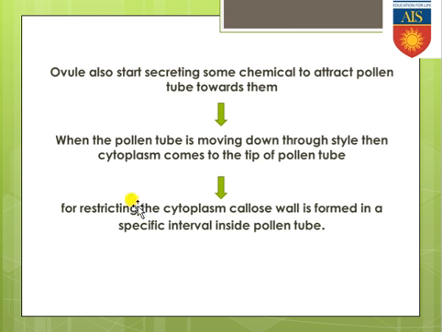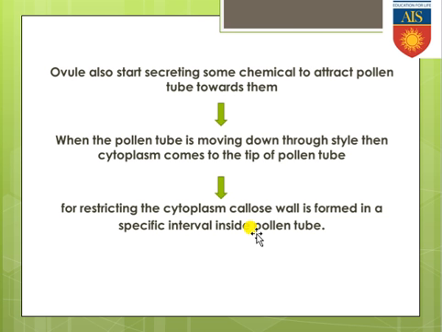But for restricting that, the cytoplasm is getting restricted in a specific distance interval by the help of the callous wall. Because if the callous wall is not formed, the cytoplasm will always be in the front, or apical portion, of the pollen tube, and the pollen tube will run at a very fast rate towards the ovule. But that faster movement of the pollen tube is really problematic for the double fertilization. So for that reason, the movement of the cytoplasm cannot be very smooth in a specific distance interval.